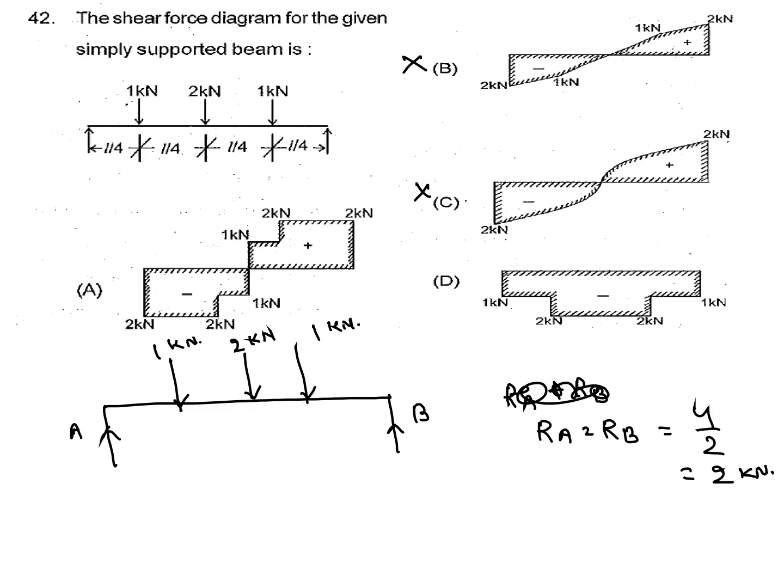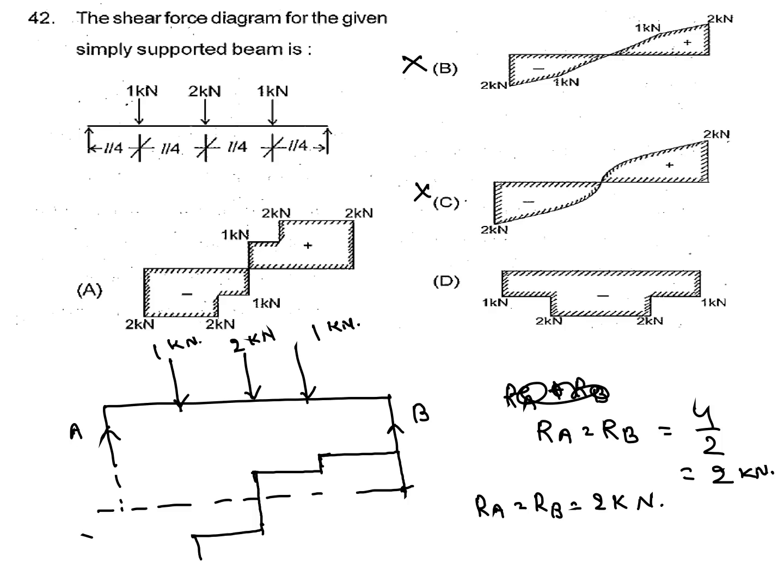Two kilonewton. So if you take shear force diagram, RB is anti-clockwise, so it will become negative. In this question their sign convention is little bit different. Anti-clockwise positive and clockwise it's negative. So it will come first 2 kilonewton, then 1 kilonewton, then -1, -2. It will come like this. 2 kilonewton, 1 kilonewton, this side -1.